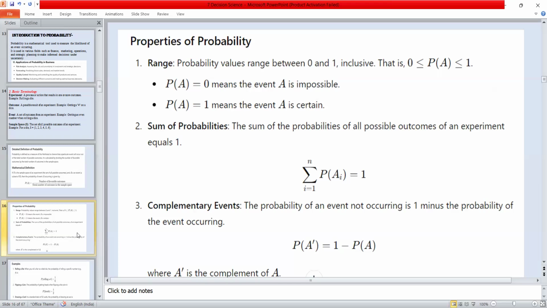Complementary events: the probability of an event not occurring is 1 minus the probability of the event occurring. So the probability of the complement is equal to 1 minus P(A), that is, P(A') equals 1 minus P(A), where A' is the complement of A.